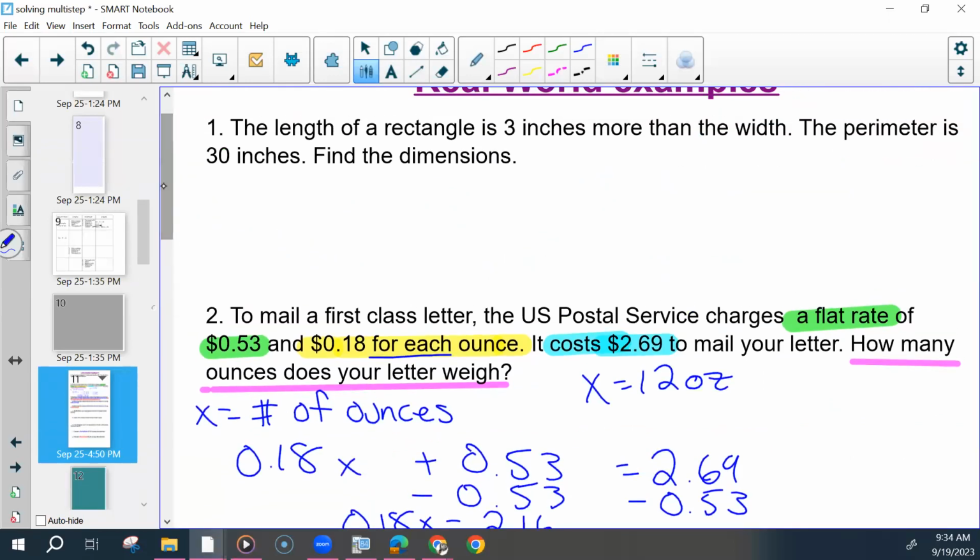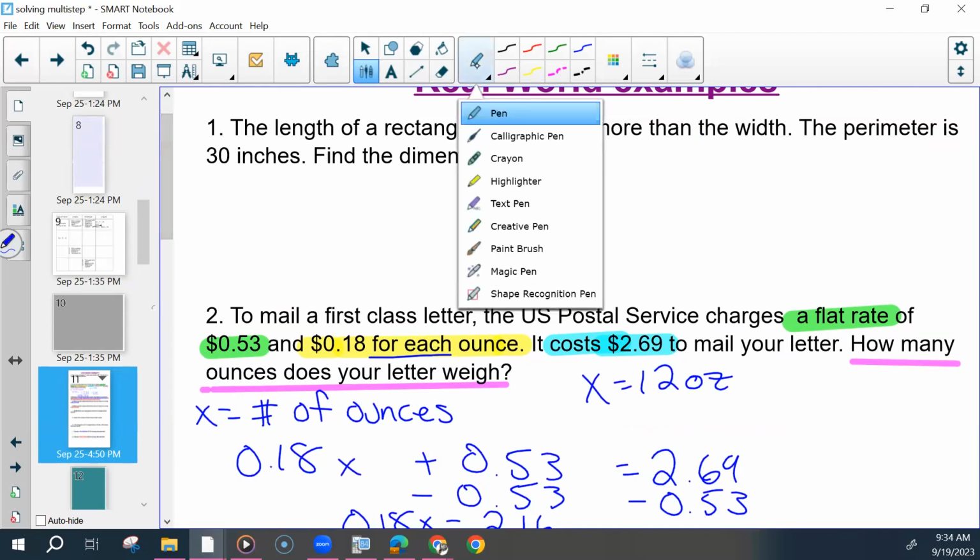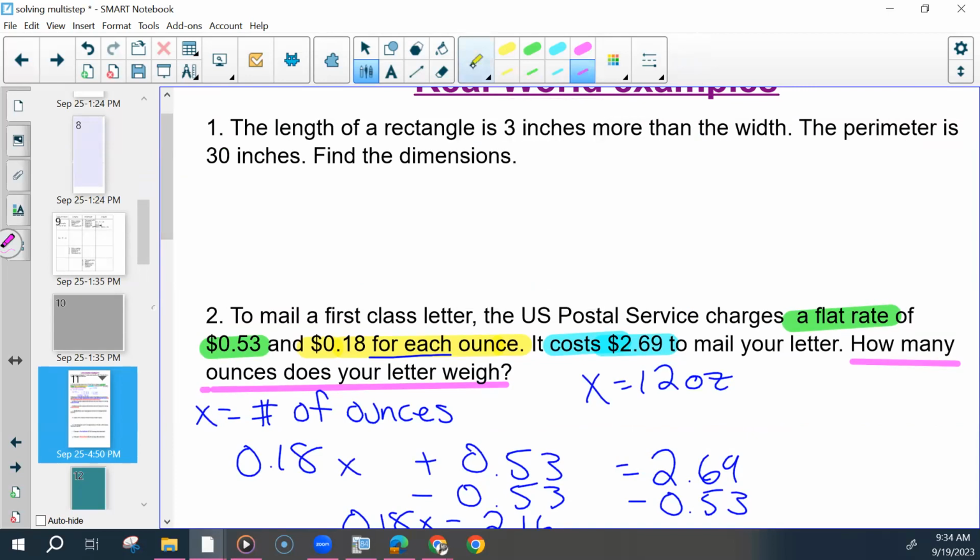Okay, so number one is talking about length with perimeter, so you need to have a little bit of knowledge about how to find perimeter. We'll get to that in a second. But read this with me. The length of a rectangle is 3 inches more than the width. The perimeter is 30 inches. Find the dimensions. What's important in that one? More than, okay.